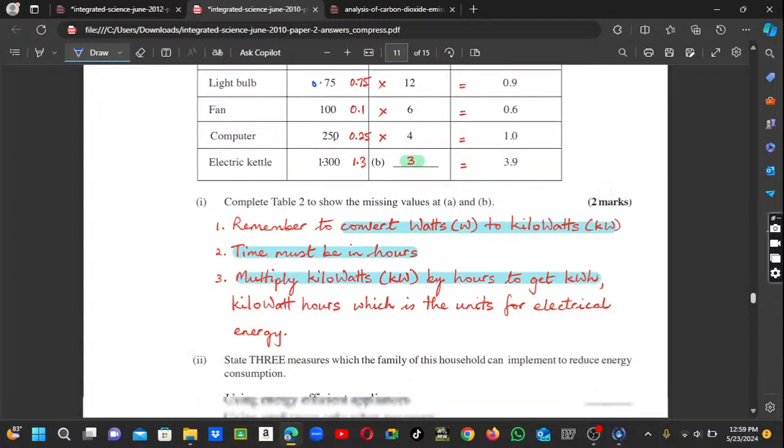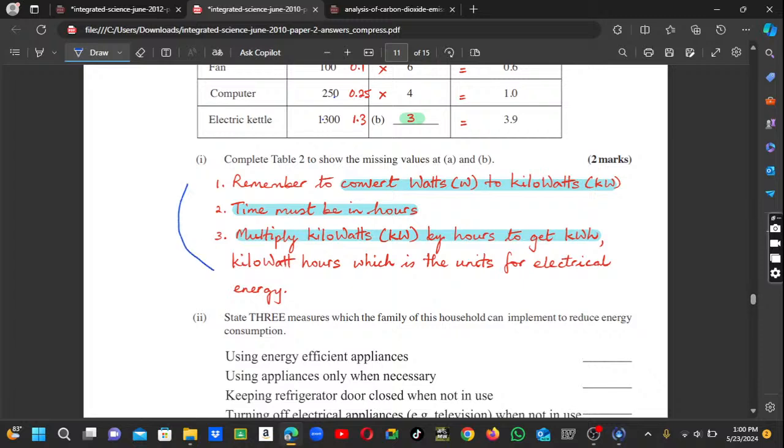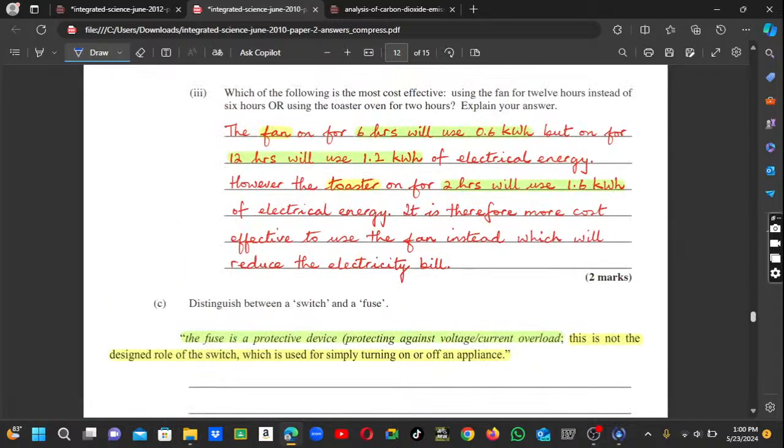First thing, guys, we need to remember that to convert watts to kilowatts, the time must be in hours, and what we do is multiply the kilowatts by the hours to get the kilowatt hours. Kilowatt hours is the unit for electrical energy. So these are the whole steps for the calculation. Remember, watts to kilowatts, and the time must be in hours. Now let's move along to the other question.